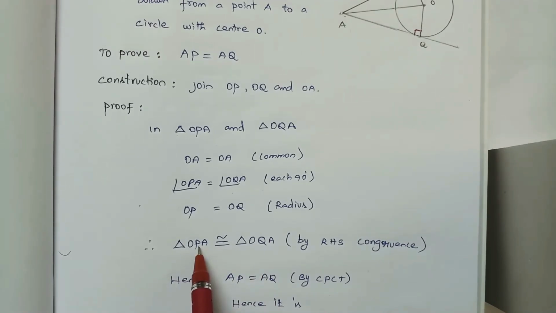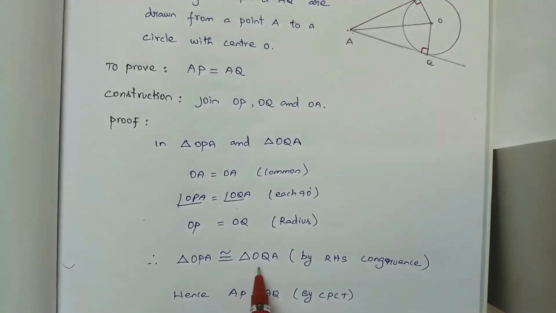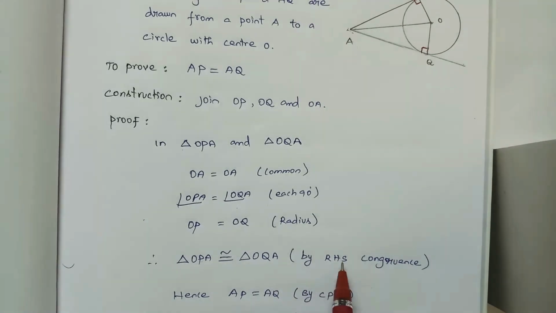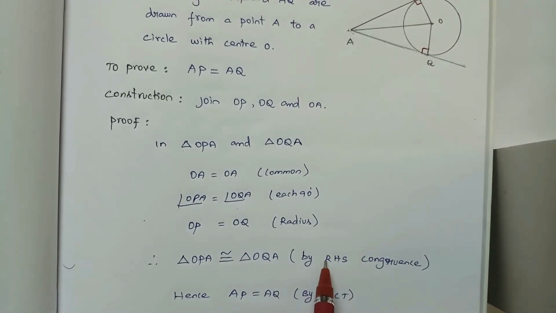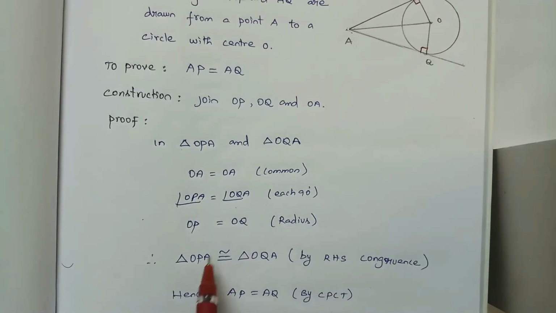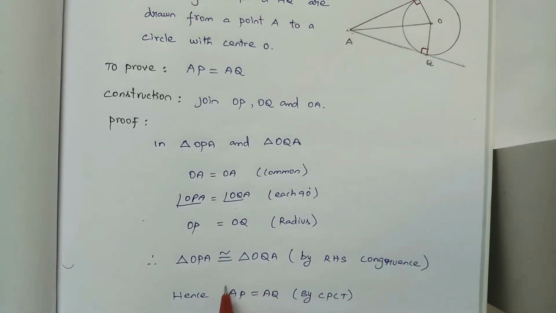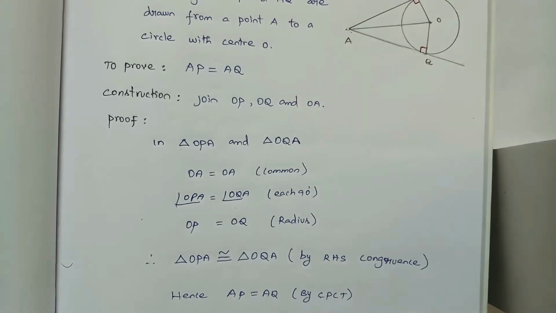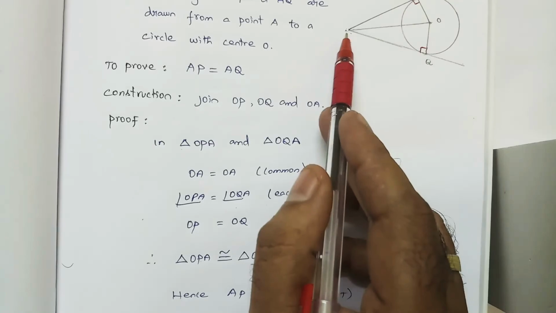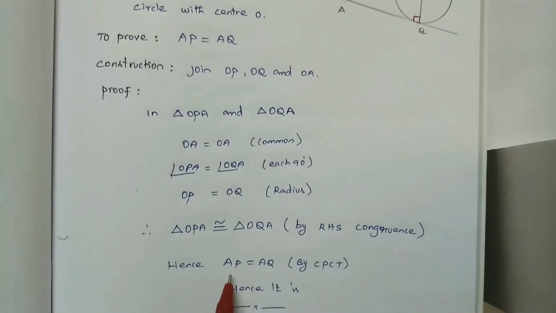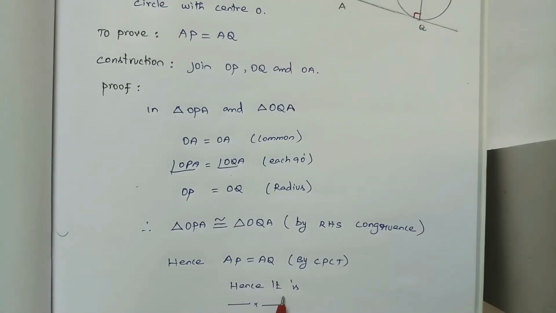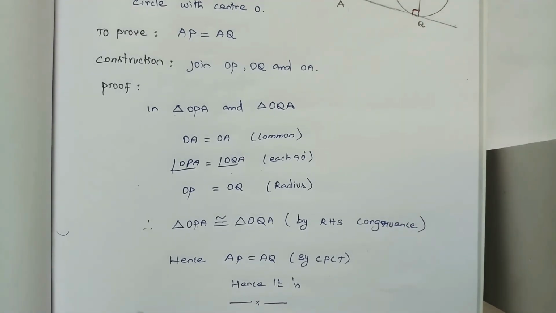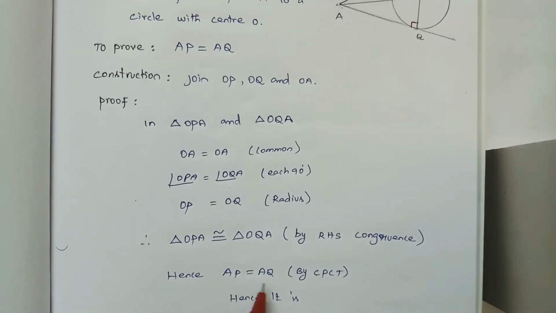Triangle OPA is congruent to triangle OQA by the RHS congruence rule: right angle, hypotenuse, side. If these two triangles are congruent, then by CPCT, corresponding parts of congruent triangles are equal, so AP is equal to AQ. Hence proved. And we have one more method to prove that AP is equal to AQ.